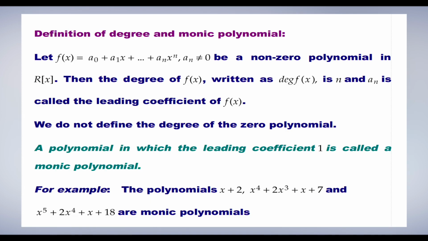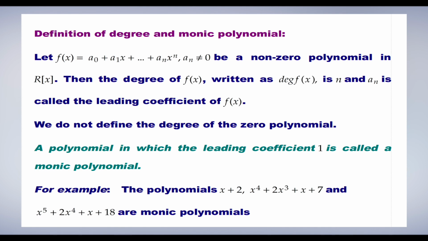Definition of degree and monic polynomial. Let f(x) = a0 + a1x + and so on + an xⁿ, where an is not equal to 0, be a non-zero polynomial in R[x]. Then the degree of f(x), written as deg f(x), is n, and an is called the leading coefficient of f(x). We do not define the degree of the zero polynomial.